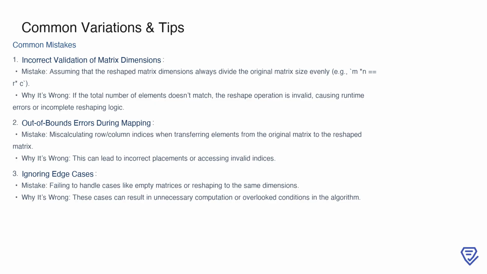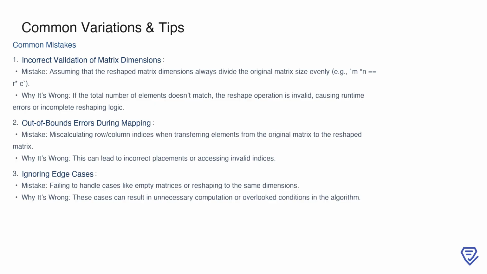Many assume that the reshaped dimensions will always divide evenly into the size of the original matrix. However, if the total number of elements in the original matrix doesn't match the required number in the reshaped matrix, the operation becomes invalid. This can lead to runtime errors or incomplete reshaping. Another frequent issue involves out-of-bounds errors during element mapping. Miscalculating the row and column indices when transferring elements can lead to incorrect placements or attempts to access invalid indices, breaking the logic of your code.